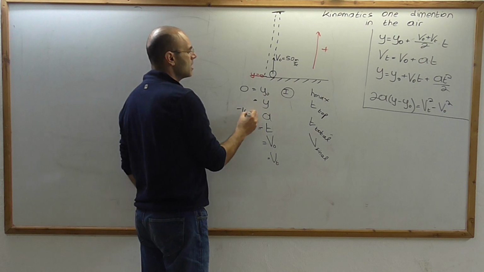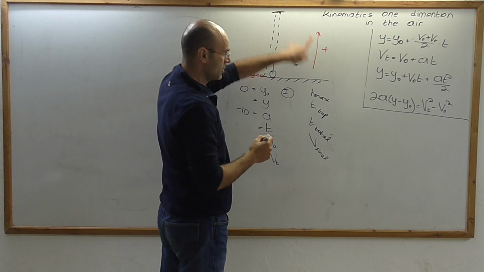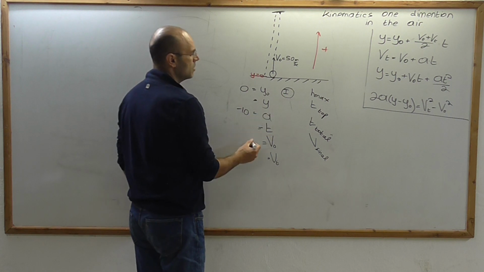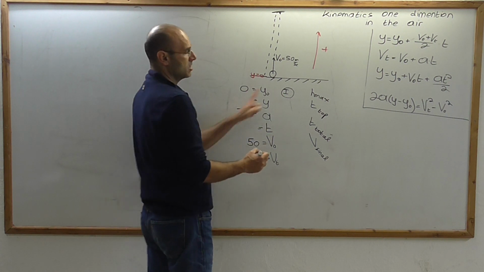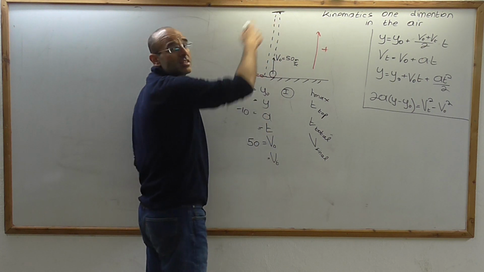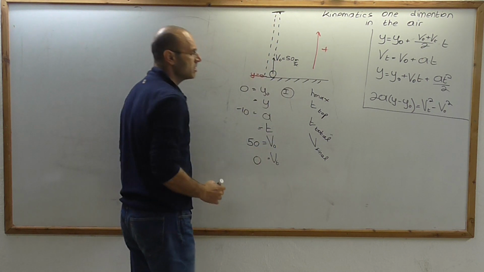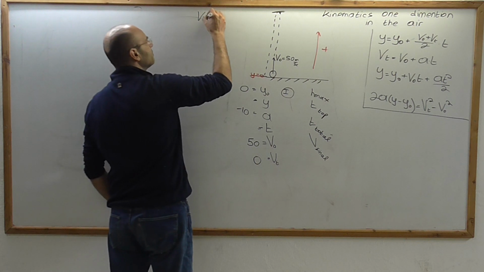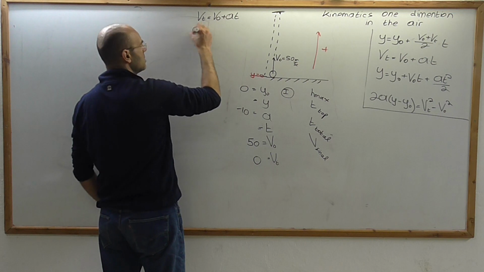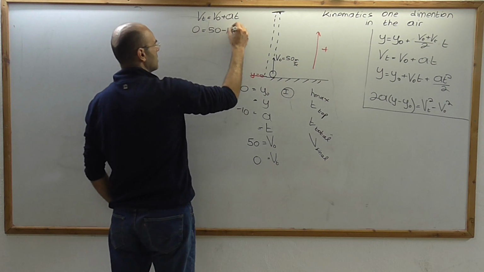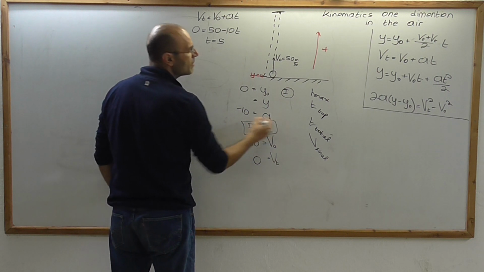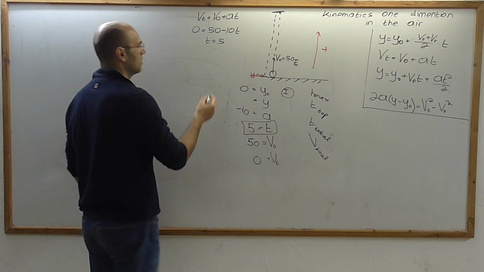A is minus 10 because it's opposite the positive direction. The positive is here, A is there. Time, I don't know. V0 is 50 plus because it's in the positive direction. V final, when it reaches here, it stops. So V final will be 0. Let's use this equation and we'll get 0 equal to 50 minus 10t, t equals 5. So it will take it 5 seconds to go up.